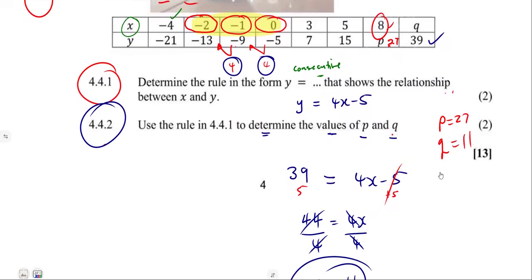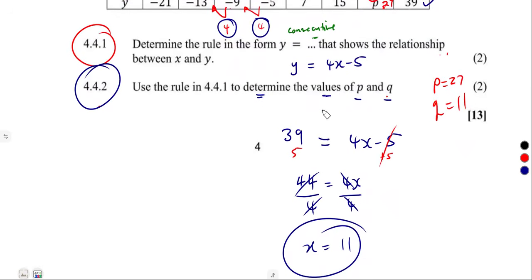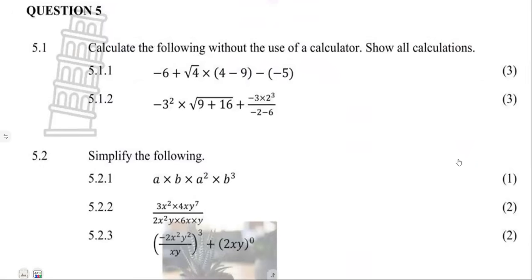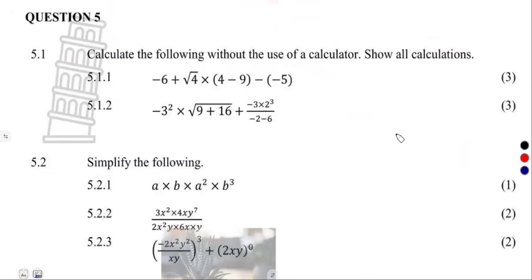All right, from this understanding, you simply work with the rule, the equation that you have formed between x and y. All right, let us consider another part, which is question number 5. All right, 5.1. Calculate the following without the use of a calculator. Show all the calculations on 5.1.1. All right, let us consider this for 3 marks.